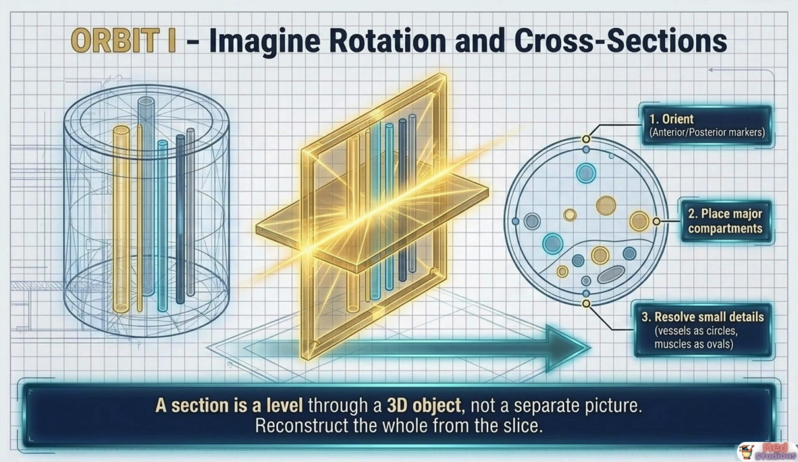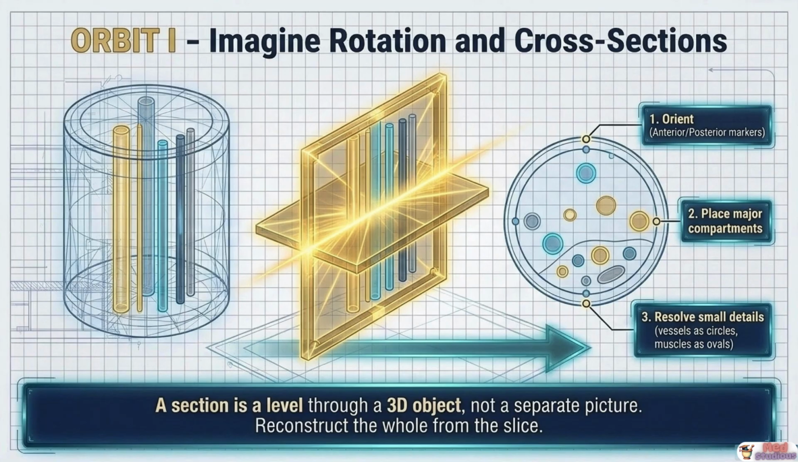The I in orbit means imagine. Take the map you have built and mentally change the view. What would this region look like if you turned it 90 degrees? What if you cut across it at this level? Cross-sectional anatomy is where weak spatial models are exposed.